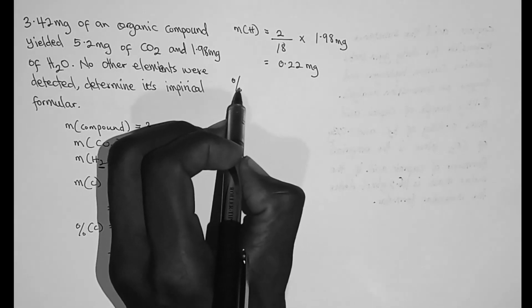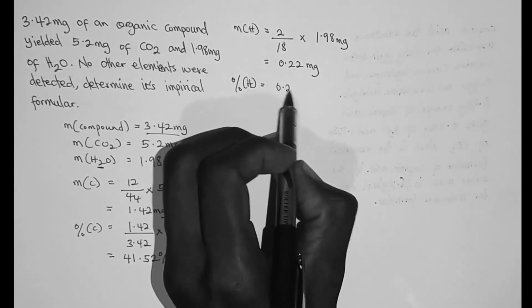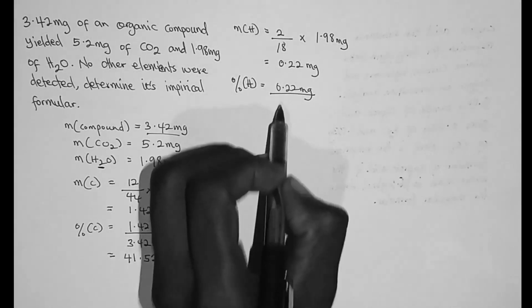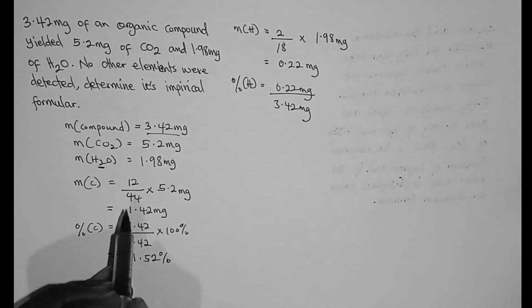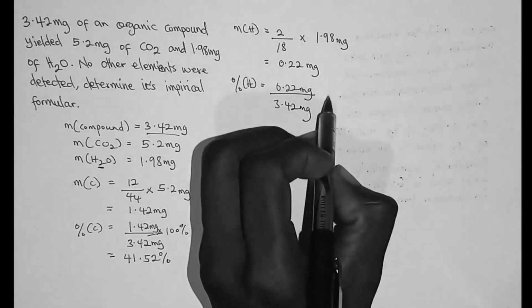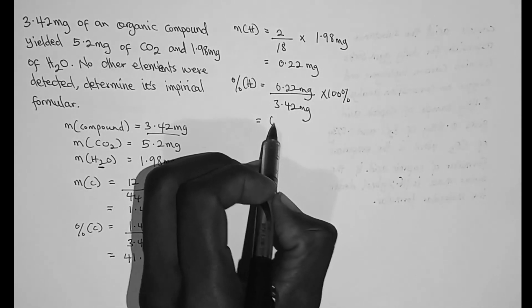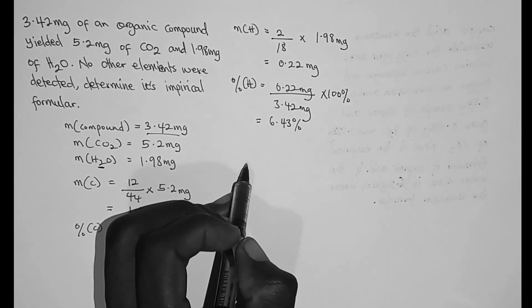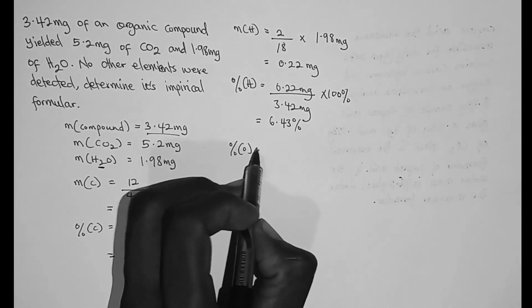So we need to find the percentage of hydrogen that is present. So that is equal to 0.22 milligrams divided by the mass of the compound, and the mass of the compound is 3.42 milligrams. So in this case too, it's milligrams divided by milligrams, then times 100%. And this is equal to 6.43%.